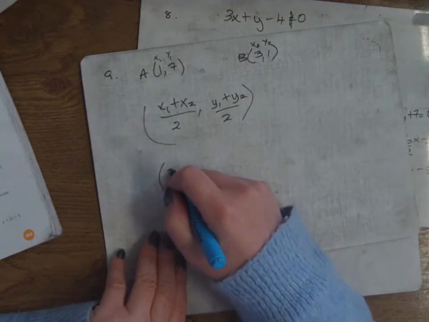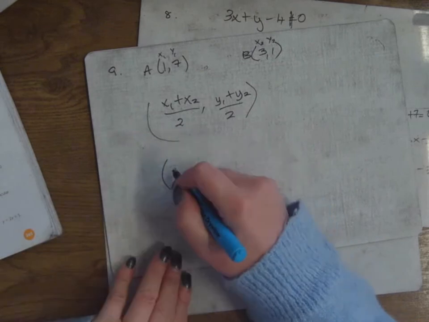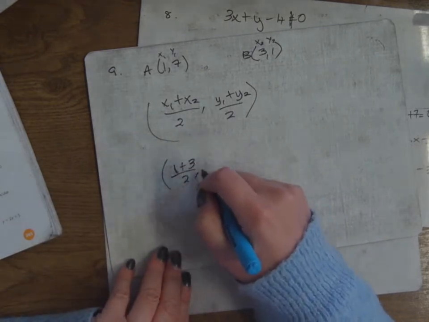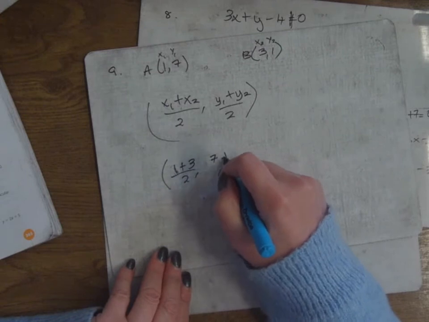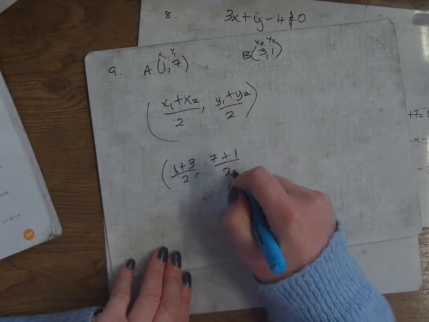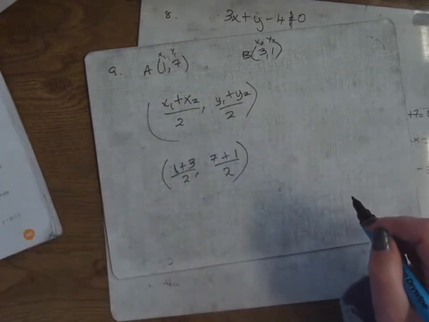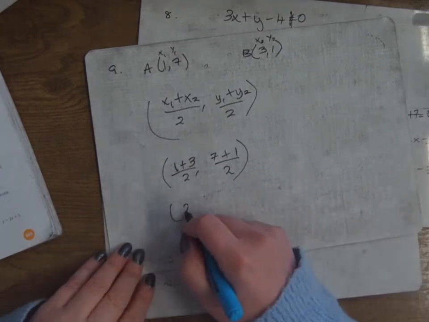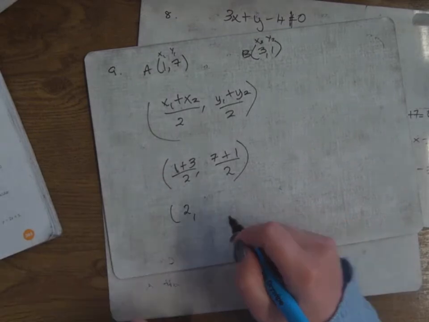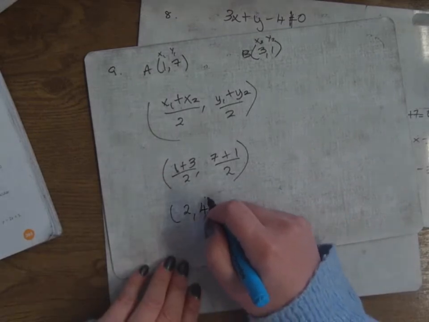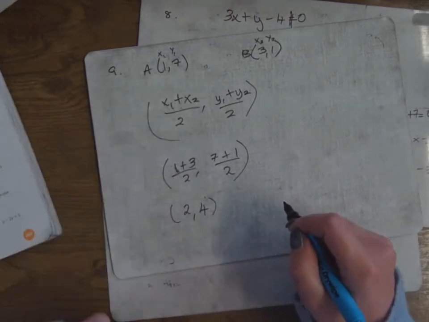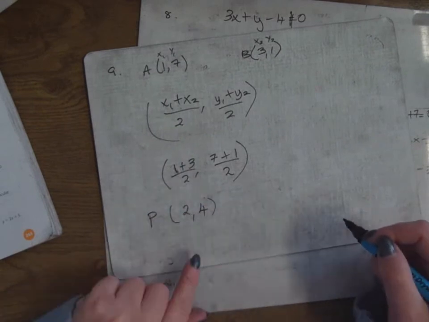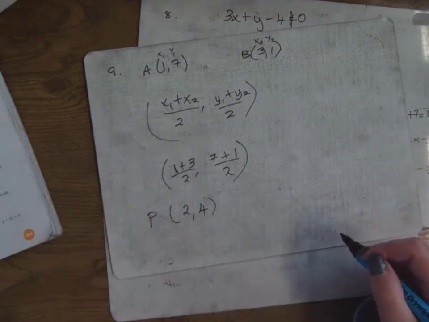So we get (1 plus 3) all over 2, and we get (7 plus 1) all over 2. Midpoint is the only one you can't put the whole lot in together, so you put the first bit in and you'll get 2, and then you cancel that off and you put the second bit in and you get 4. So that 2, 4 is the midpoint of that, and they say call that point P. Okay, is that right? So that's point P. Are we good?